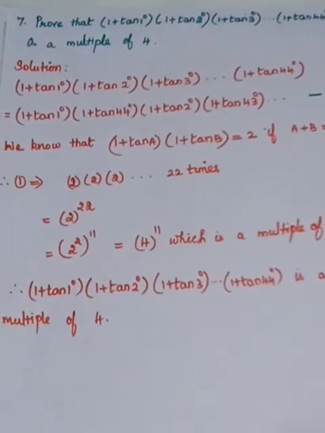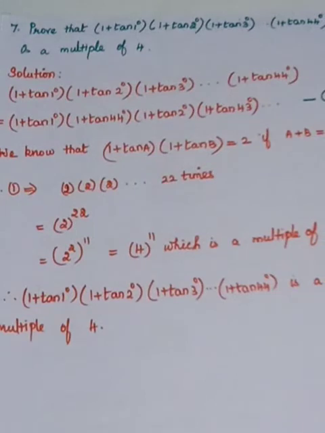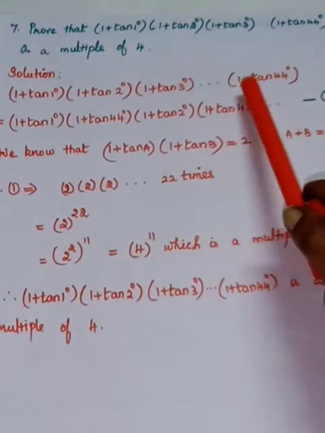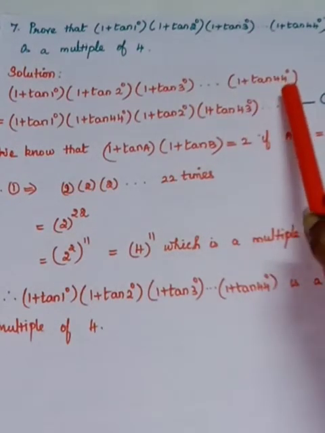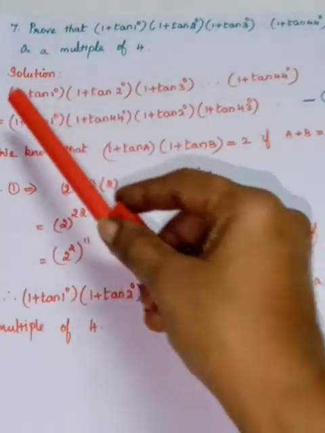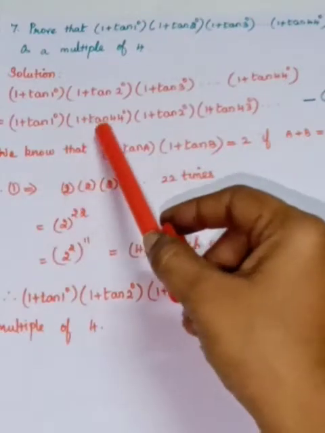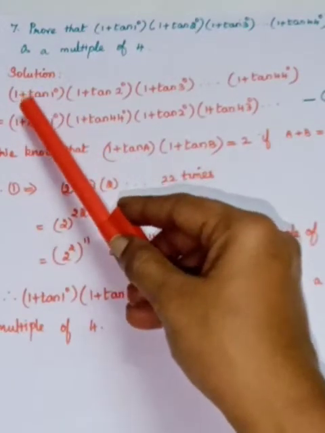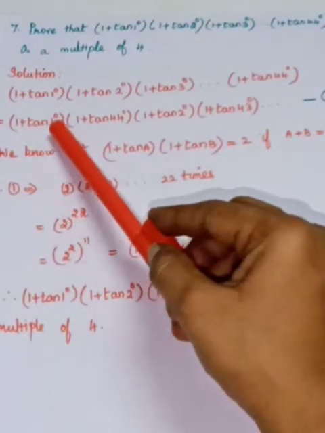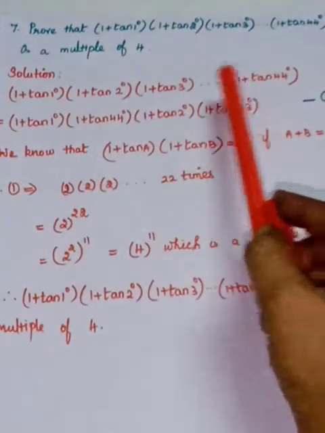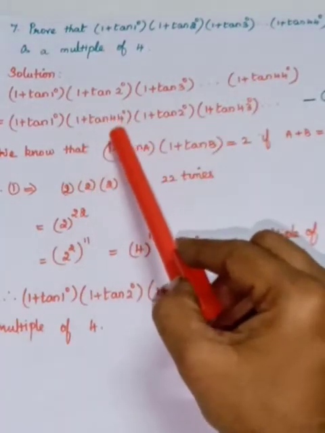If you want to prove, you can write 4 into something, we can bring it. Okay, see that, take the term first: (1 plus tan 1 degree) into (1 plus tan 2 degrees) into (1 plus tan 3 degrees), etc., into (1 plus tan 44 degrees). Okay, you take the first term and the last term. You just multiply together. What is the first term? 1 plus tan 1 degree. What is the last term? 1 plus tan 44 degrees.